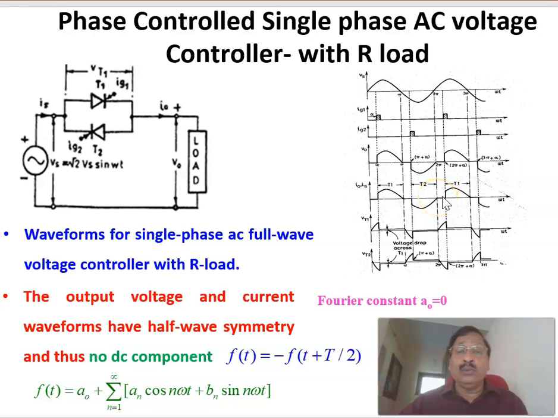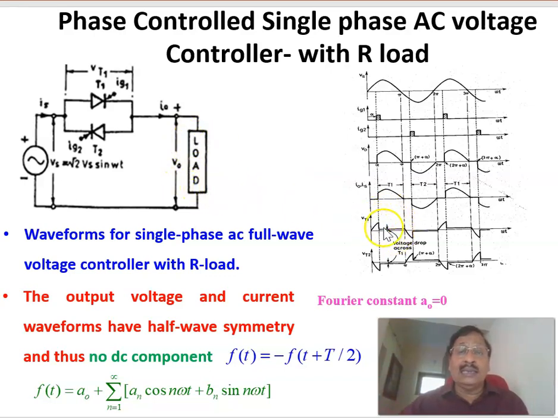Now the output voltage will be zero until the next firing. Therefore, you can see that until alpha, the output voltage is zero. Then the output voltage is the same as the input. Again it is zero until the next pi plus alpha. Then it is the same as the input voltage until 2 pi. Then from 2 pi to 2 pi plus alpha, again the voltage is zero. This is the voltage waveform, and the corresponding current waveform is in phase with the voltage, because we are considering a resistive load.